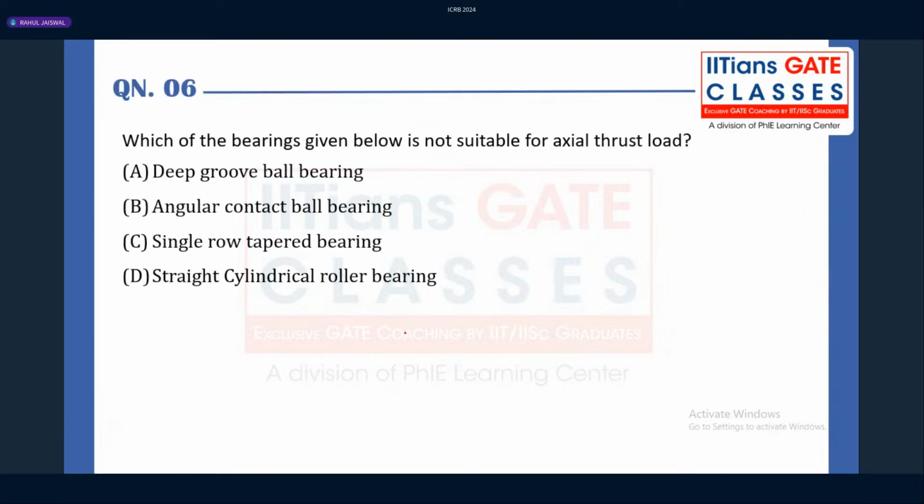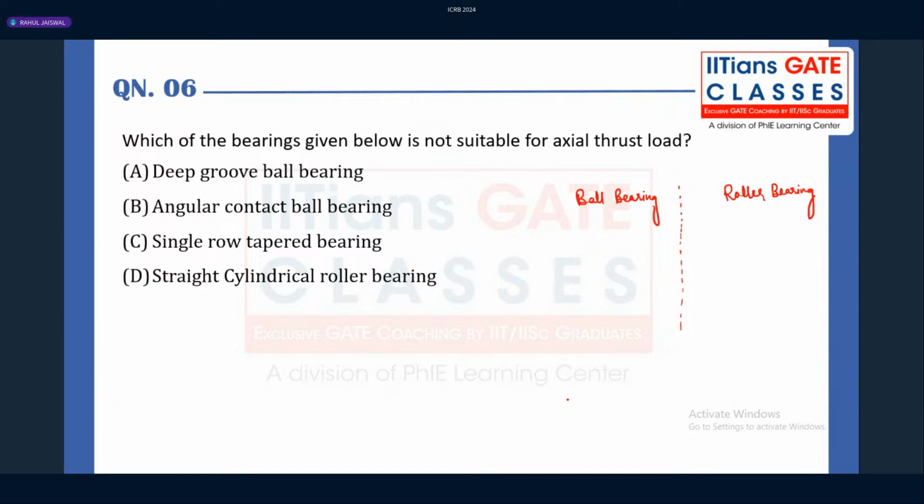Again, if you see this question: which of the following bearings is not suitable for axial thrust load? If you see the types of bearings, basically if you classify them, we have the ball bearings and the roller bearings. And we have different types of roller bearings and different types of ball bearings.